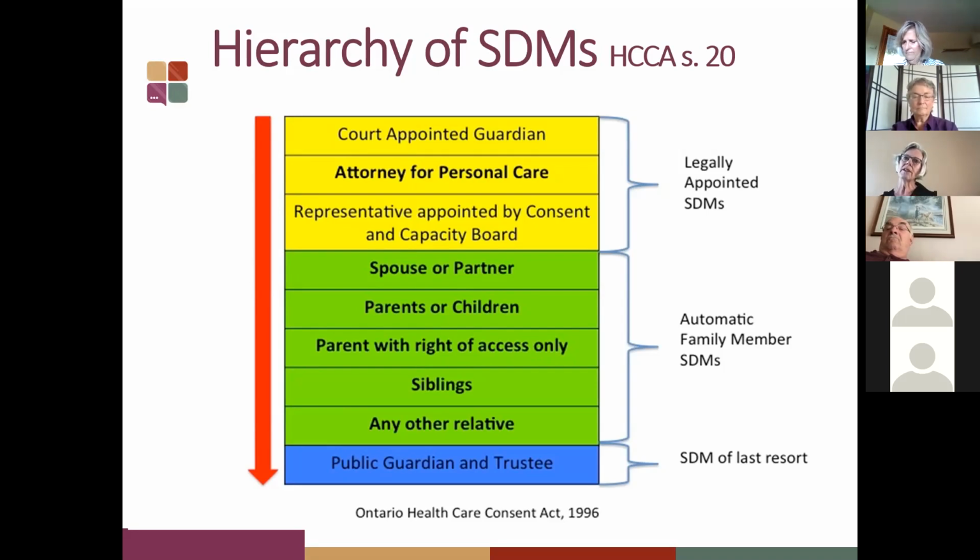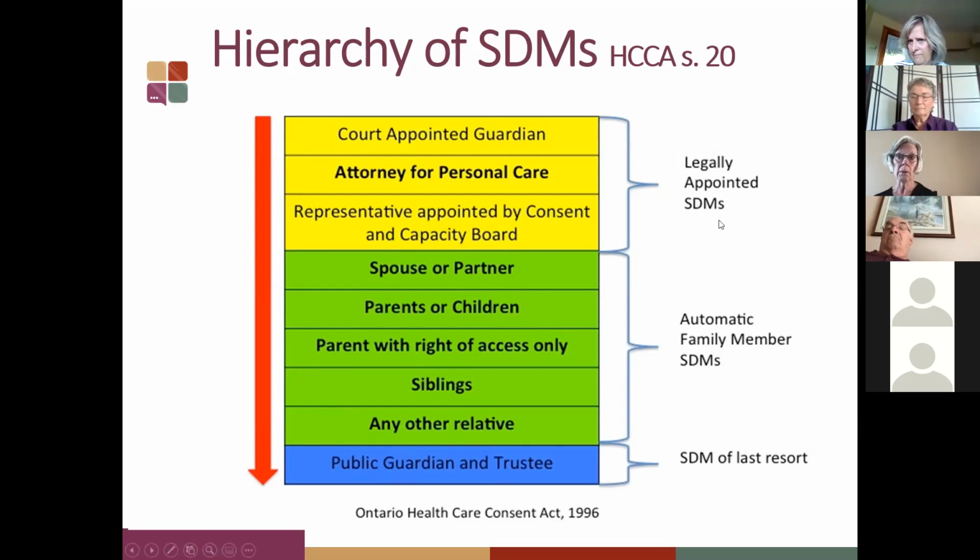Then you get down to the next one, which is the parent who has right of access only. If you have parents who are not together, I'll back up for one second. When we get back to spouse or partner, that has to be current spouse or partner.